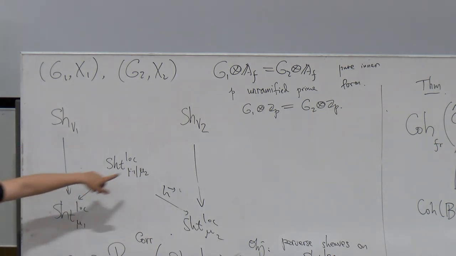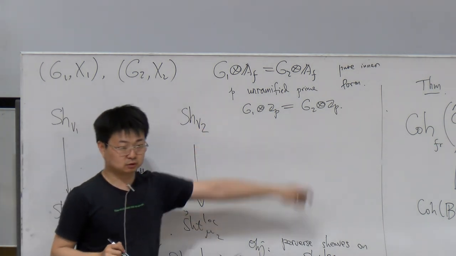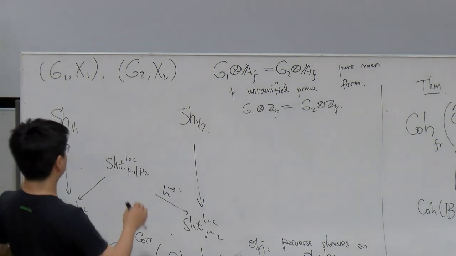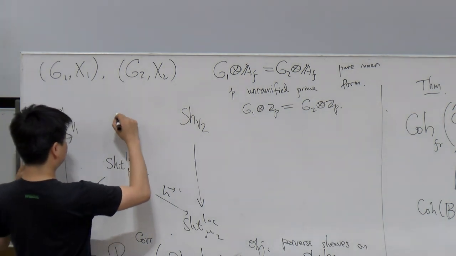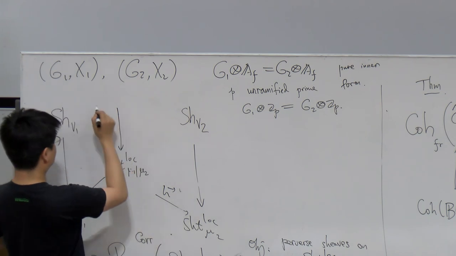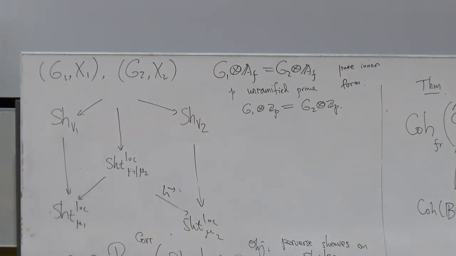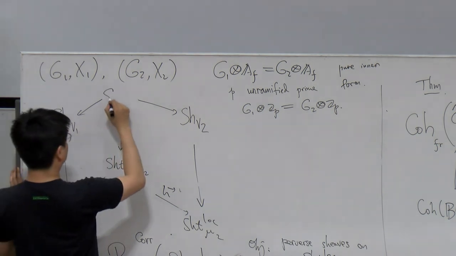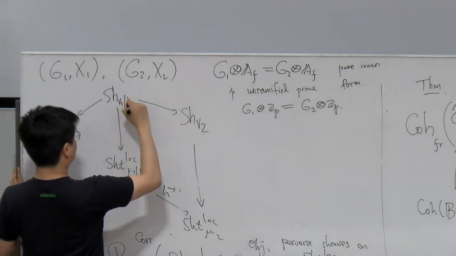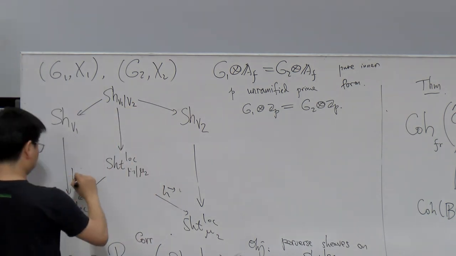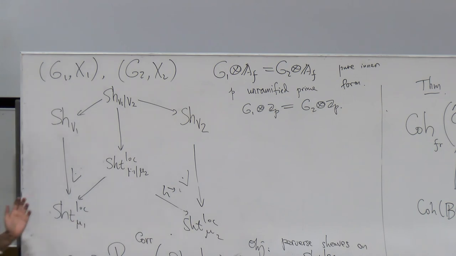Note that this makes sense because these two groups are the same at the finite place, at the place p. And there's something to prove, not quite trivial, but one can show that in many cases you can pull back the correspondence downstairs to make a correspondence upstairs, such that both diagrams are Cartesian.